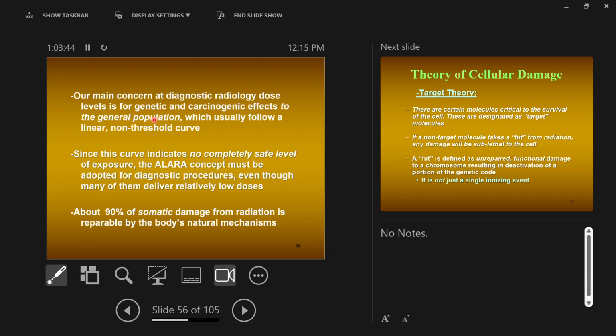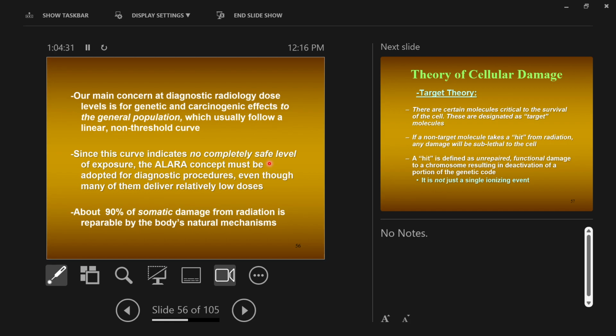These effects in the general population follow, and this is important, a linear, non-threshold curve, saying that as doses go up within a population, more people get sick. We're not saying how sick they get, we're just saying more people get sick, okay? Or more people have birth defects, genetic disorders, right? This curve, importantly, with no threshold, indicates no safe level of exposure. That means in radiography, because there's no safe level of exposure, there is no such thing as a safe amount of radiation. It all has the potential to cause harm.